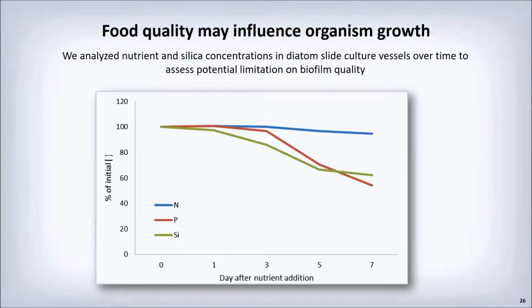So these diatoms are really taking up a lot of silicon and phosphorus, suggesting that these two nutrients are limiting to these species, and if they are reduced in time in the culture, the quality of the diatom biofilms might be decreasing.